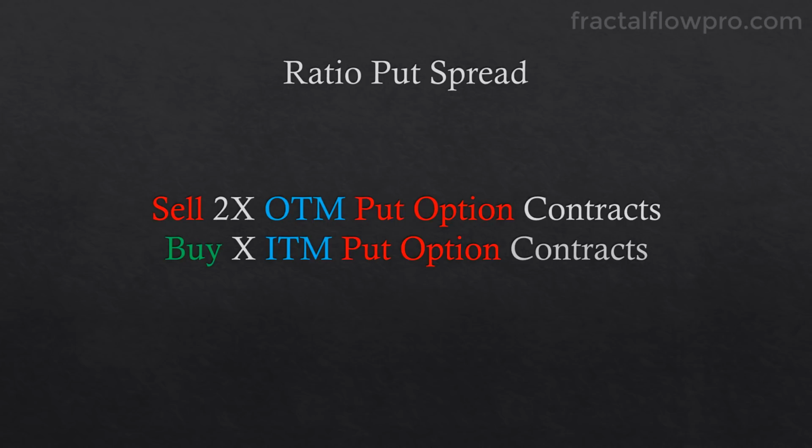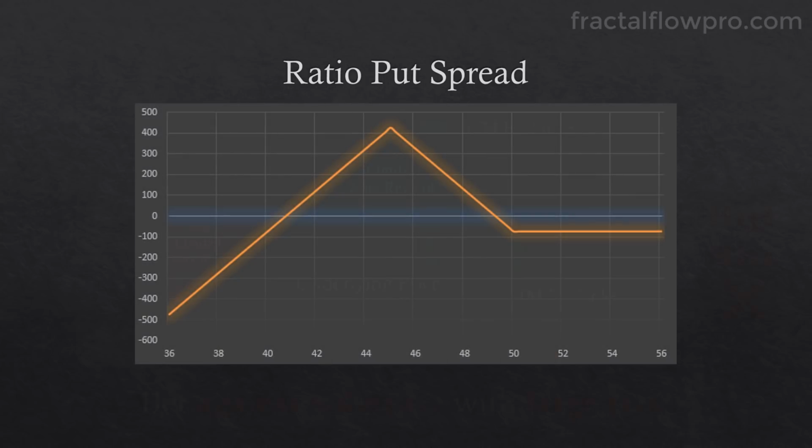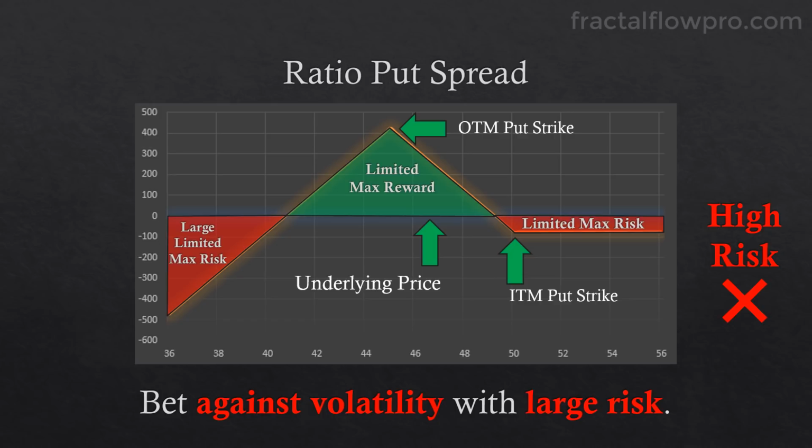The strategy is built by selling 2X number of out-of-the-money put option contracts and buying an X number of in-the-money put option contracts. In terms of payoff, the profit is maximized at the out-of-the-money strike, so it's a bet against volatility with a protection if price rises too much. However, there is no protection if price falls too much. In terms of risk, this is a bet against volatility with limited reward and large risk, so it's a high-risk strategy.